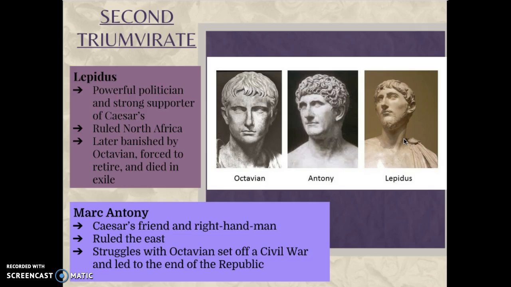So, side note, Lepidus will always be easy to recognize. He's got a beard. I don't think we see that in a lot of these statues, so keep that in mind for your quiz.